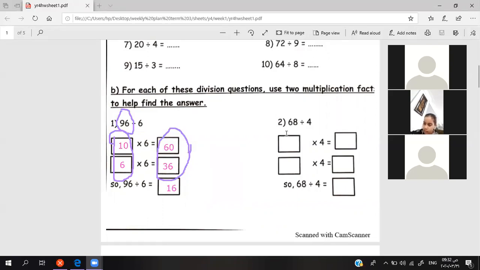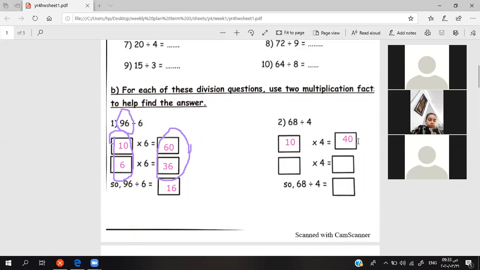Okay, let's see number 2. He wants me to use the multiplication to answer this division. So I will say, what times 4? I always start with the 10 because it makes everything easy. 10 times 4 is gonna give me a 40.